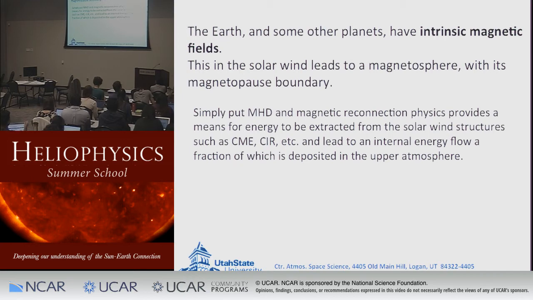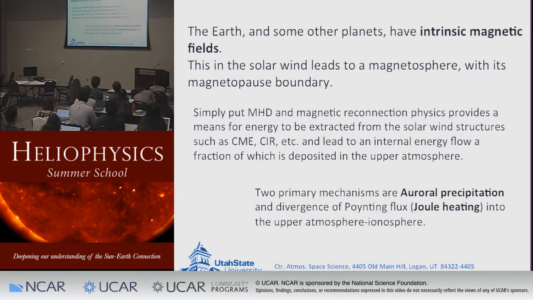You might argue it shields you from really bad energetic stuff, but I could turn it around another way from the ionosphere. Simply put, MHD and magnetic reconnection physics provides a means of energy to be extracted from solar wind structures such as CMEs, CIRs, etc., and leads to an internal energy flow, a fraction of which is deposited in the upper atmosphere. So coming from my ionospheric point of view, all that physics with a magnetosphere, big deal. It's just a huge cross-section that's absorbing energy and dumping it where it should go. If you take that perspective, we can move forward.